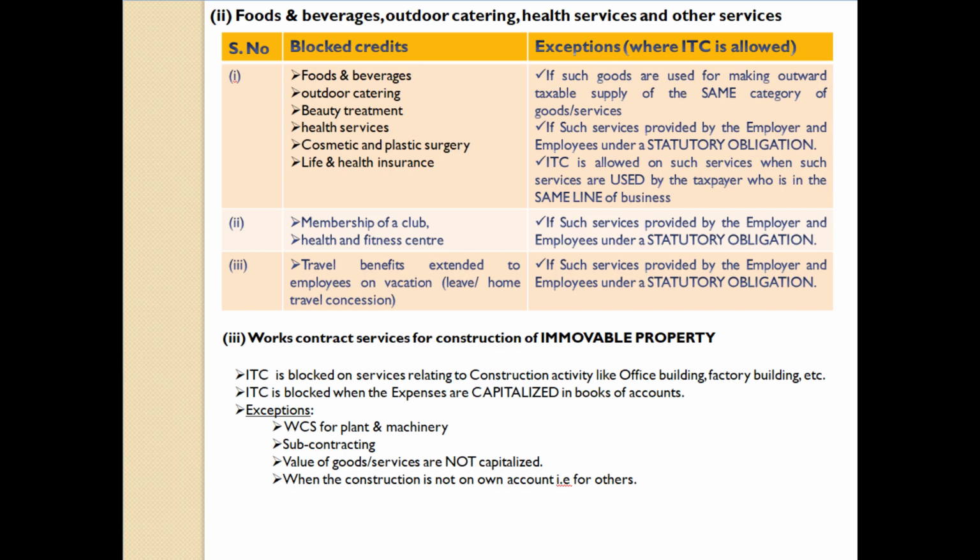And the next, third one, is that ITC is blocked on construction activities like office building, factory building, etc. And ITC is blocked on construction services only when the expenses are capitalized. But we have 4 exceptions in which ITC is not blocked. They are: if the works contract services are taken for construction of eligible plant and machinery, it is allowed to the recipient, and subcontracting for further supply of works contract services.